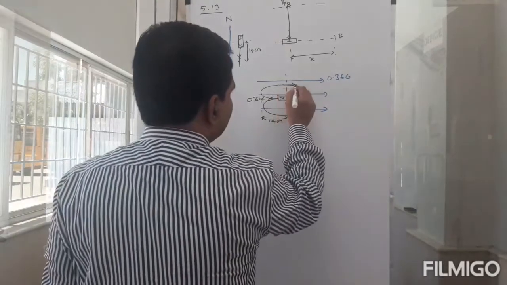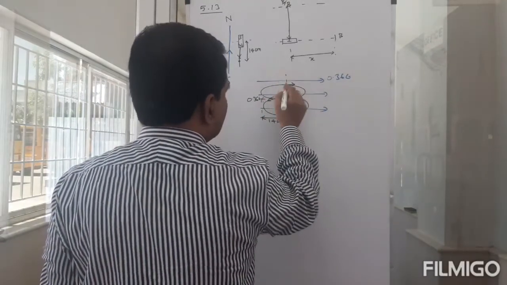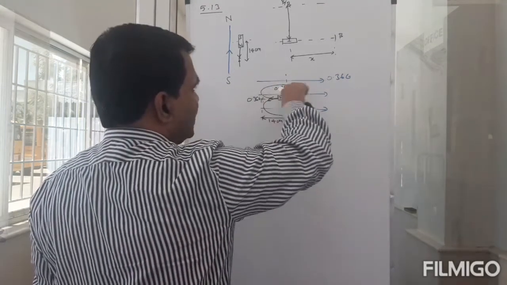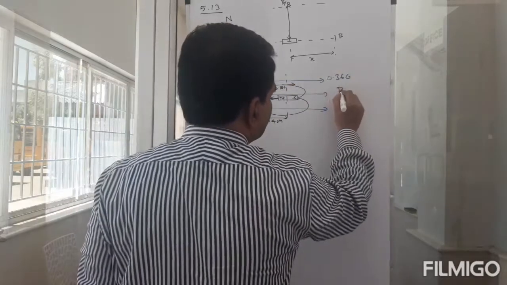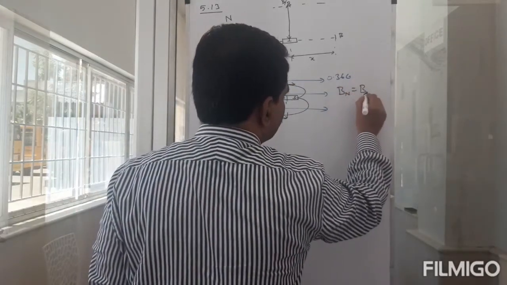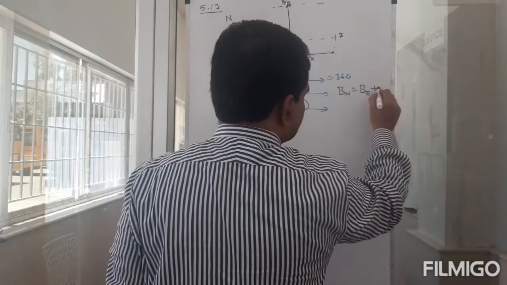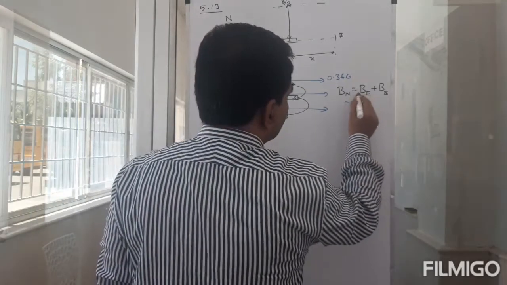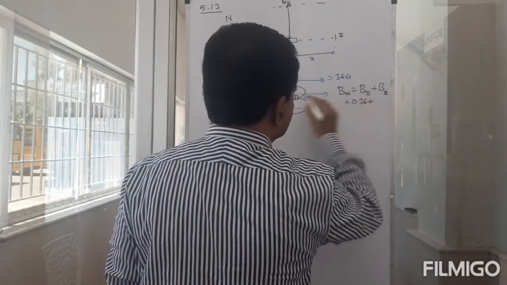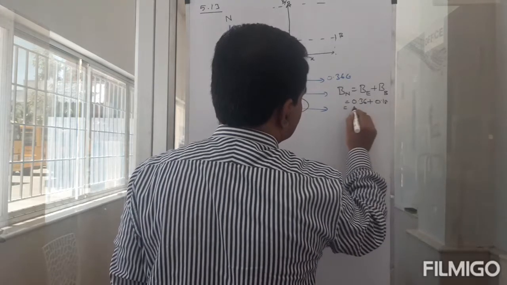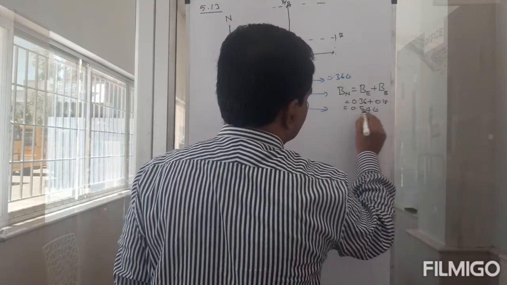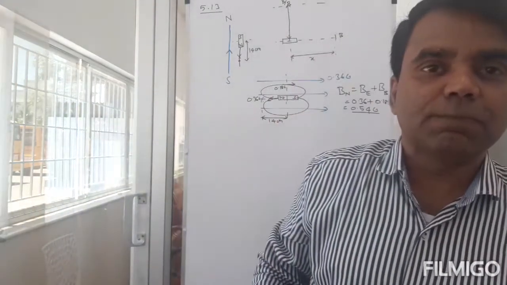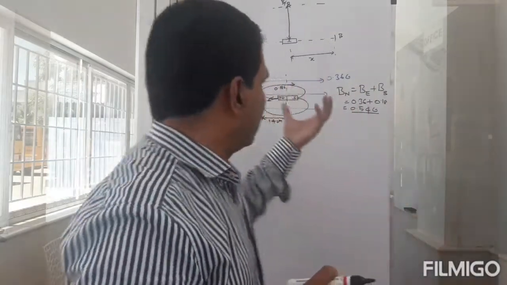But here you will have half of it. For the same distance, you will get half of it, so 0.18 Gauss. But that is in this direction. So the net field is equal to the field due to the earth magnet plus the field due to the bar magnet. So that is equal to 0.36 plus 0.18. So that's going to be 0.54. Okay. So this is how you do this problem.